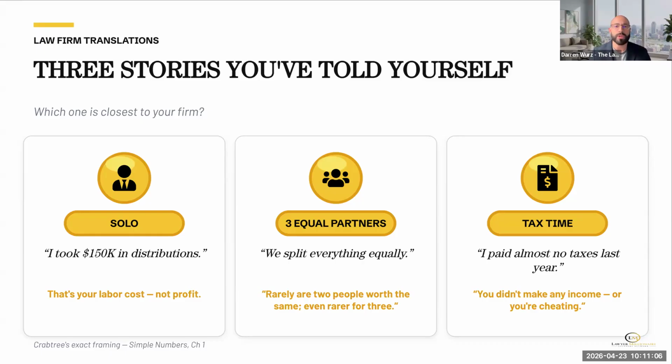Example two: a three partner firm that splits everything equally. John will tell you, we've run into this with some clients we've worked with. Having a partnership can always be tricky. How do we split things? Who gets paid what? In the book, he argues it doesn't really make sense in a two or three partner law firm, where we own it in equal shares, for everybody to get paid the same thing, because everyone may not make the same contribution to the firm. He says, rarely are two people worth the same amount of money, even rarer for three. If two of you are rainmakers and one of you isn't, we need to make adjustments for that. We need to adjust for who's in what role. That's an important consideration.